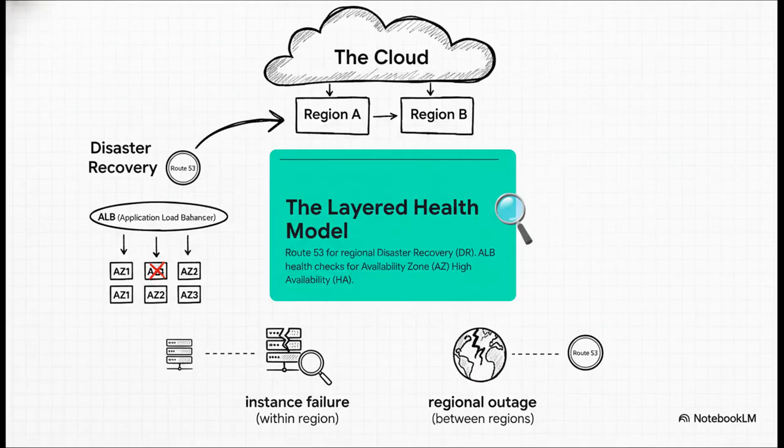The best practice here is what we call a layered health model. Think of it like this. You use your application load balancer's health checks for high availability within a region. That's for handling small failures, like one server going down in one availability zone. Then you use Route 53's health checks for big picture disaster recovery between regions. That's for when a whole region goes offline. Different tools for different levels of failure.